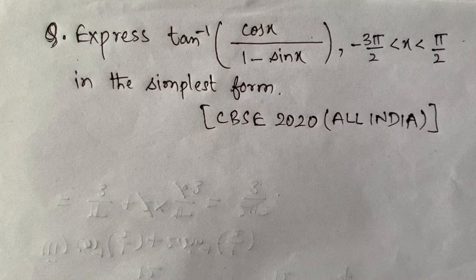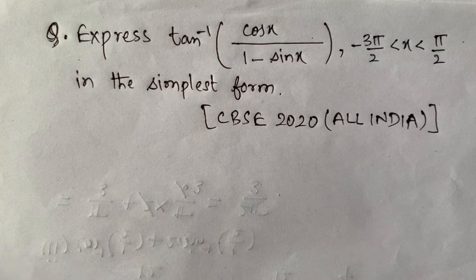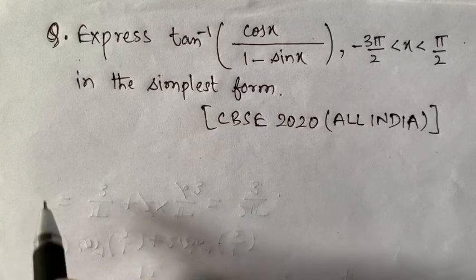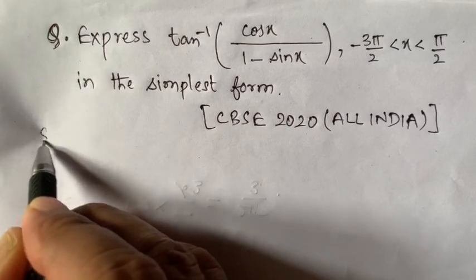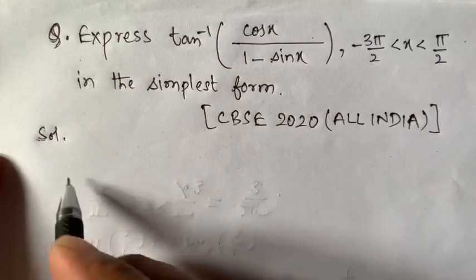It reads, express tan inverse cos x upon 1 minus sin x, minus 3 pi by 2 less than x less than pi by 2, in the simplest form. This is CBSE 2020 All India question. Now how will we proceed into it? We will write here solution.